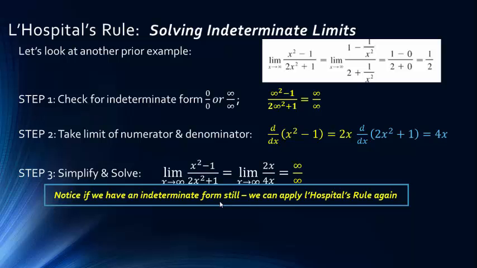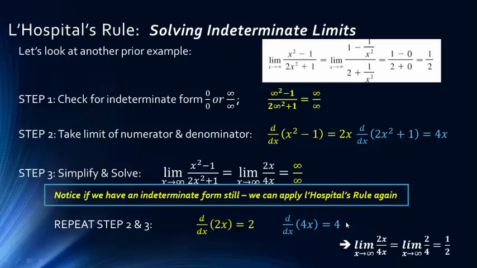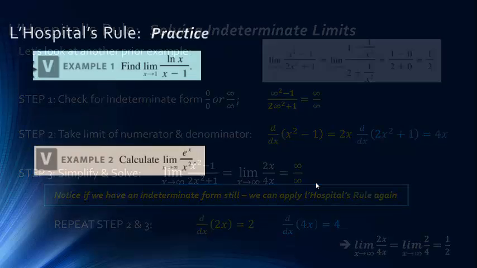So let's apply L'Hopital's rule again. The derivative of the numerator is now 2, right? The derivative of 2x is 2. The derivative of the denominator, 4x, is 4. So we can apply L'Hopital's rule a second time, and notice what we have here is a constant, and it matches what we found. So L'Hopital's rule is iterative, meaning as long as we still have indeterminate forms, we can apply it again and again until we get to a simpler version of the problem. And it may be that we still get to infinity.